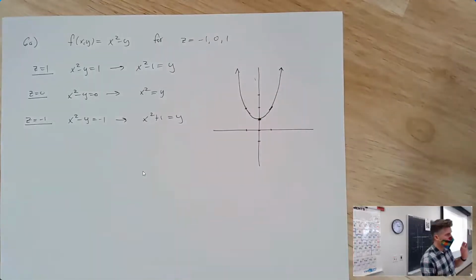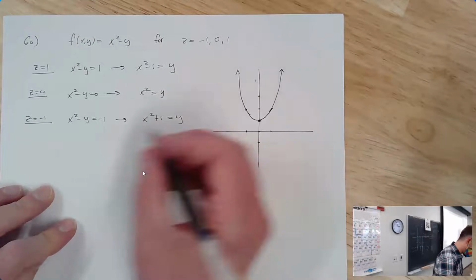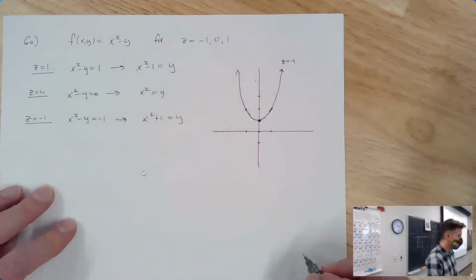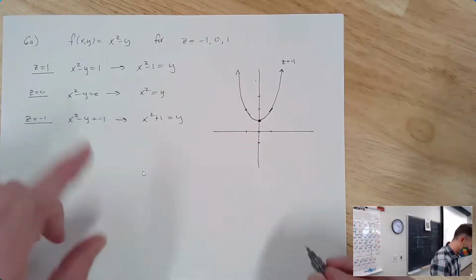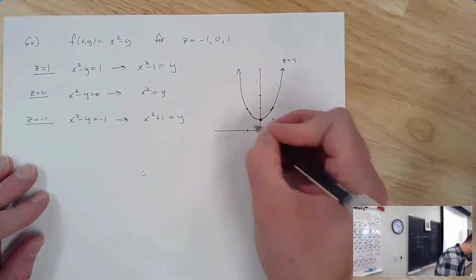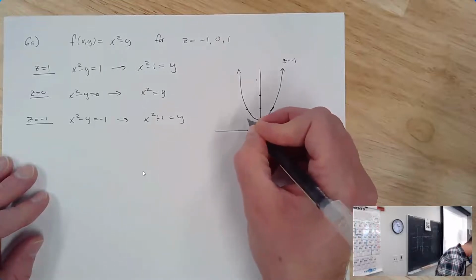And then if you are drawing level curves, you should label them. So this one here was this one here. So that's when z equals -1. And then I'm going to draw the level curve for z equals 0. So I can point the vertex 0, 0, and then the points are 1, 1, and -1, 1.